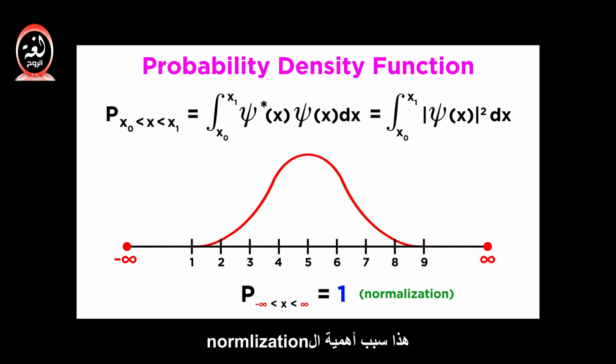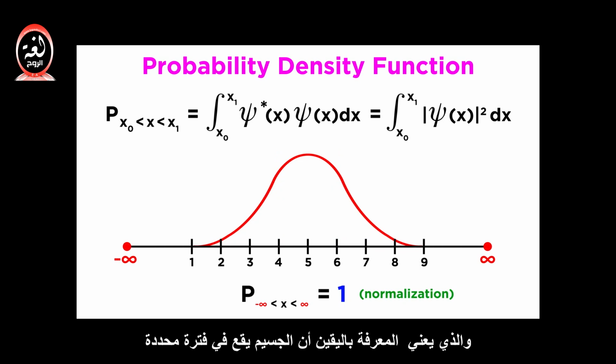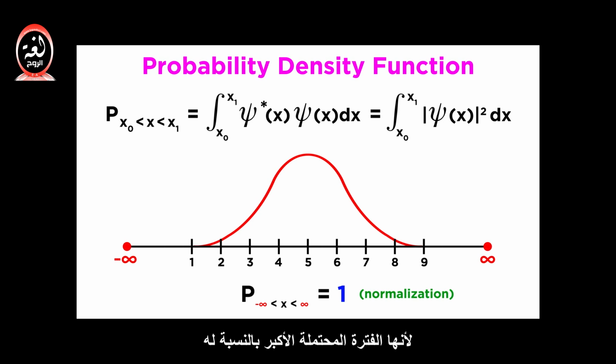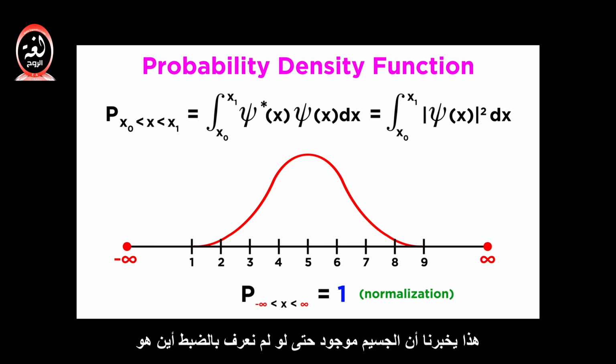This is why normalization is so important. It ensures a result of 1, which is the equivalent of knowing with certainty that the particle is located within a particular interval, because it's the largest possible interval, all space. It tells us that this particle exists, even though we don't know exactly where.